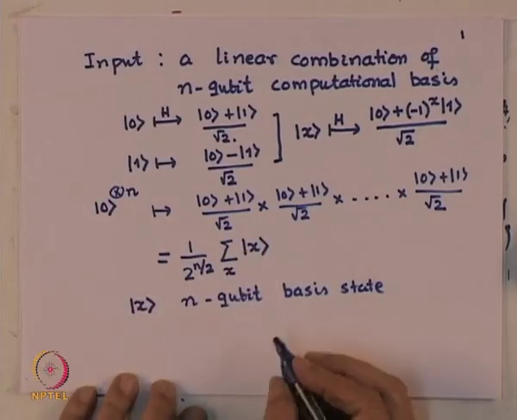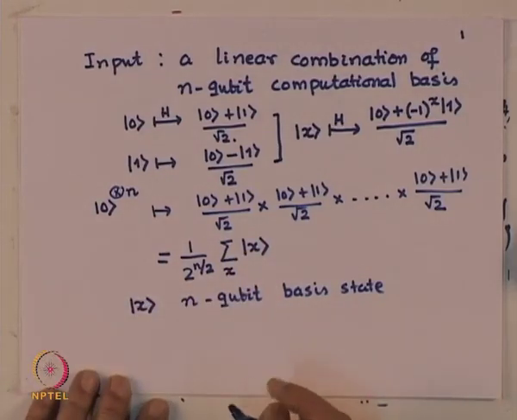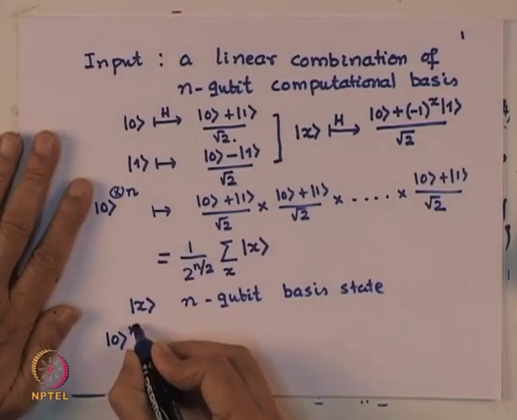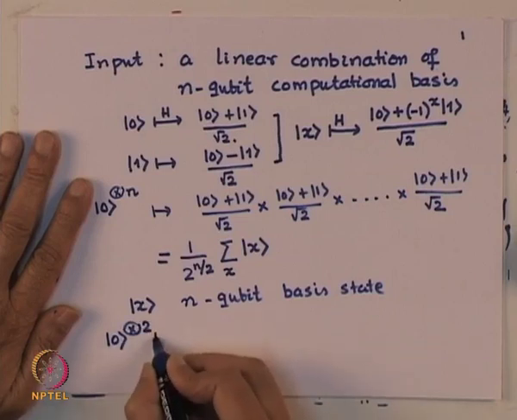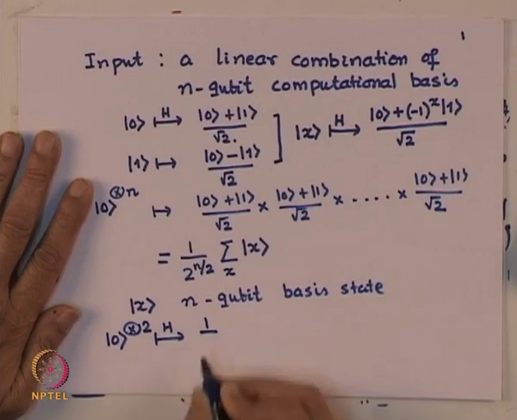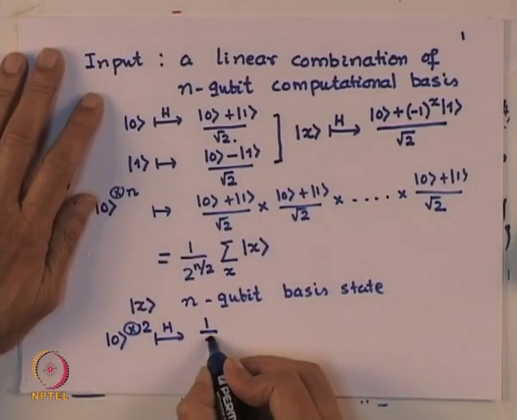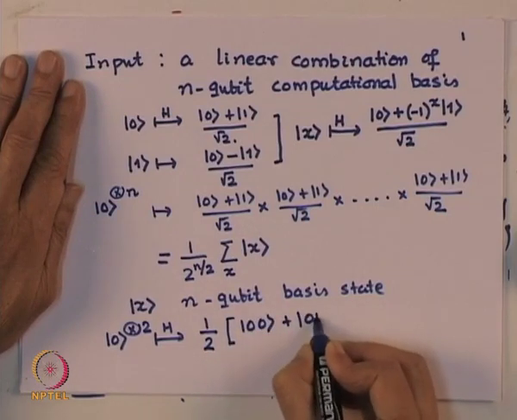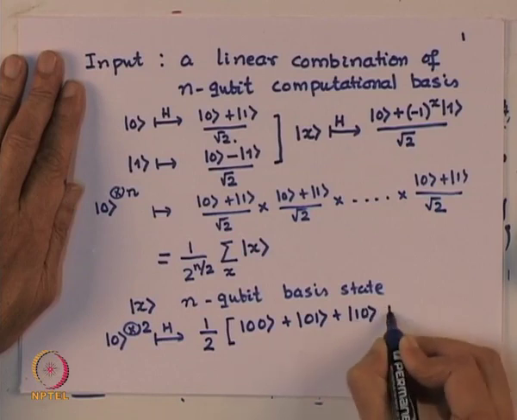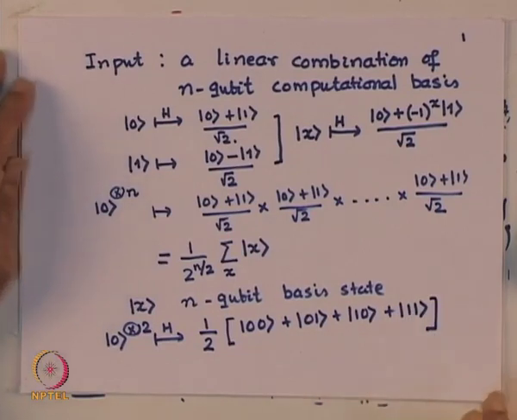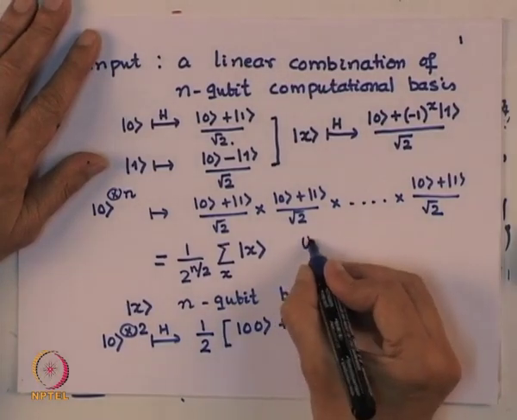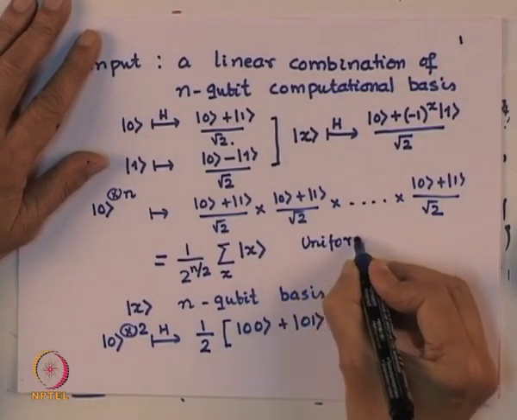For example, just to give you an idea of what happens when I start with 2 zeros, when it is passed through Hadamard gates, I get 1 over 2, where n is equal to 2, and this would then be 0, 0 plus 0, 1 plus 1, 0 plus 1, 1. A very similar statement I can make for any number of states. So this is what we will frequently refer to as the uniform linear combination of n qubit basis states.